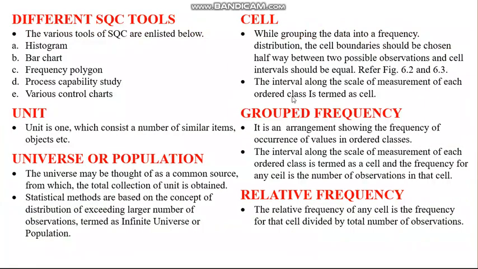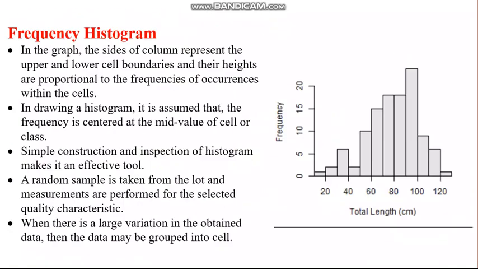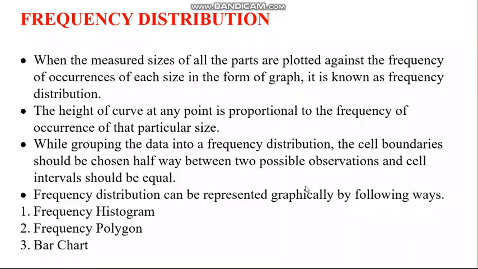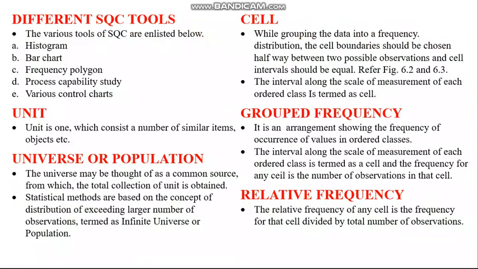Okay, and the interval along the scale of measurement of each ordered class is termed as a cell. So this is each cell. 10 to 20, 20 to 30, 30 to 40, 40 to 50, these are all cells.